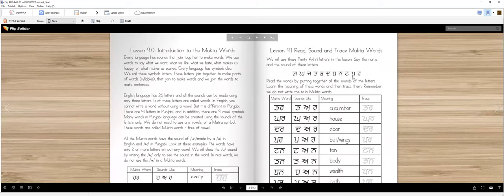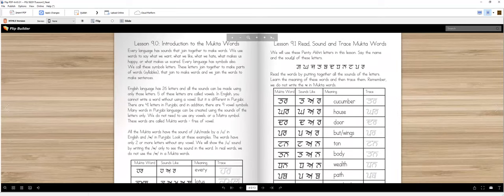Okay. Now, let's make some other words. We will use these Panthi Akhri letters in this lesson. Let's say the name and sound of each letter. Gaga, g. Kaga, k. Now, kaga makes 2 sounds actually. If it comes in the beginning of a word, it makes a sound k. And if it comes at the end of a word, it makes a sound g.